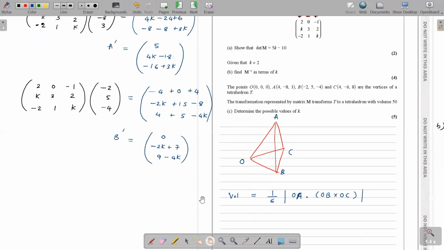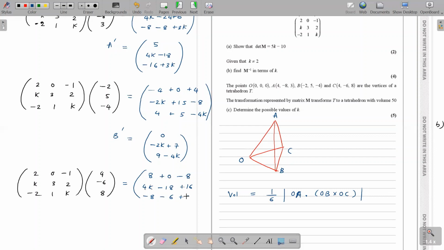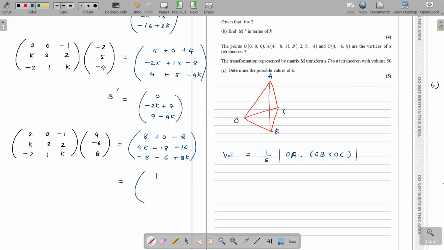Get the new coordinate C as well. The matrix is 2, 0, -1, k, 3, 2, -2, 1, k. Multiply with the coordinate C, which is (4, -6, 8). Multiply, what's the answer? 8. 0 times -6 is 0. -1 times 8 is -8. Then 4k. 3 times -6 is -18. 2 times 8 is 16. -2 times 4 is -8. -6 plus 8k. So when you add, what do you get? 0.